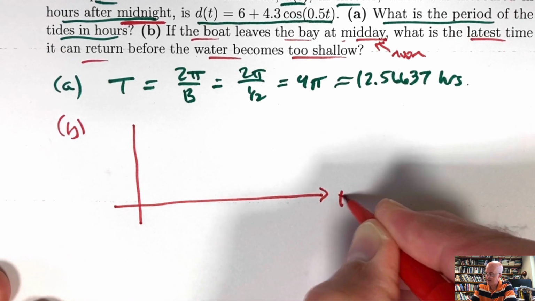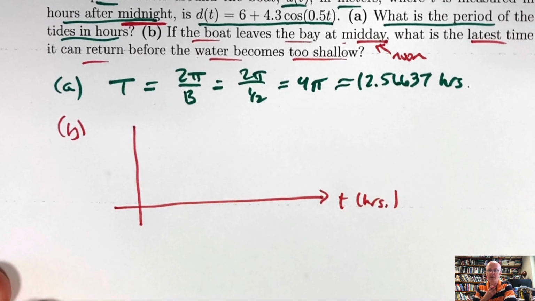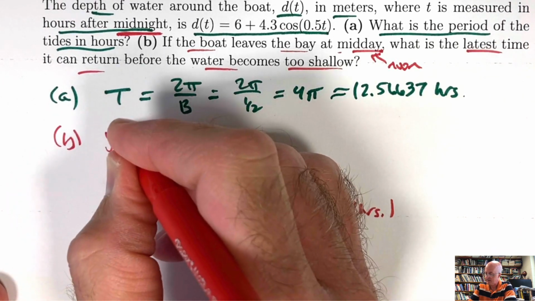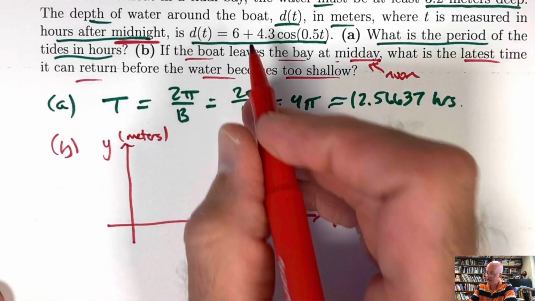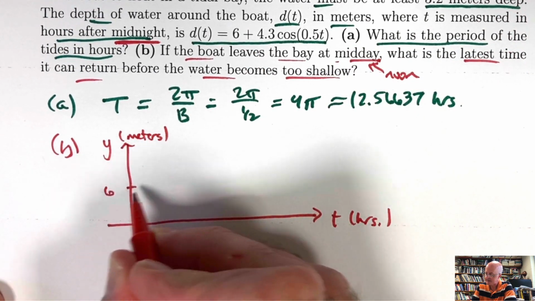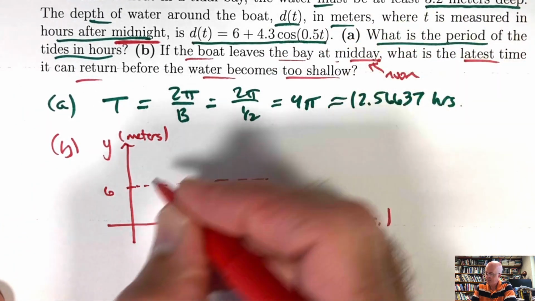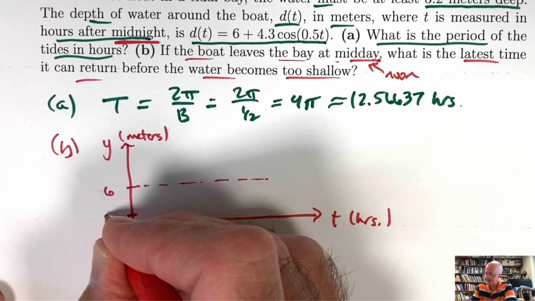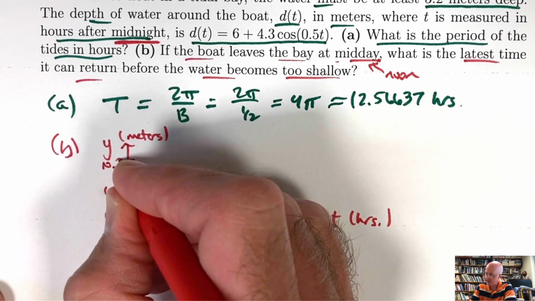So here's t in hours. And there's no dependent variable name here, but you could certainly call it something like y. This is in meters. The midline is at 6. Say 6 is right there. The amplitude is 4.3. 6 minus 4.3 is going to be 1.7. 6 plus 4.3 is going to be 10.3.